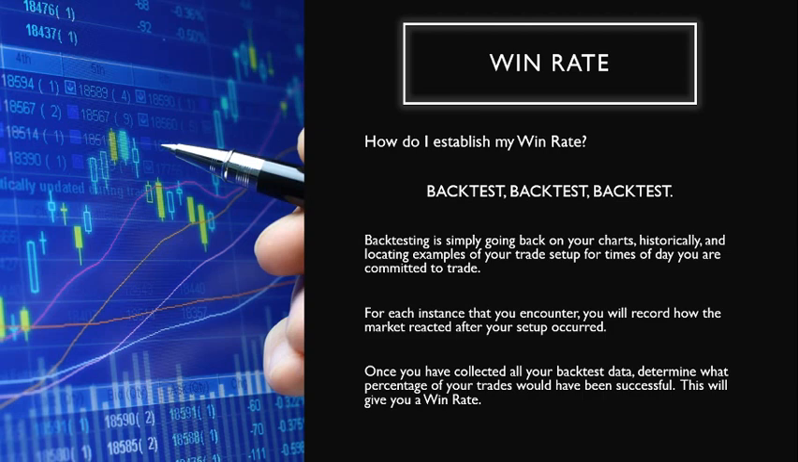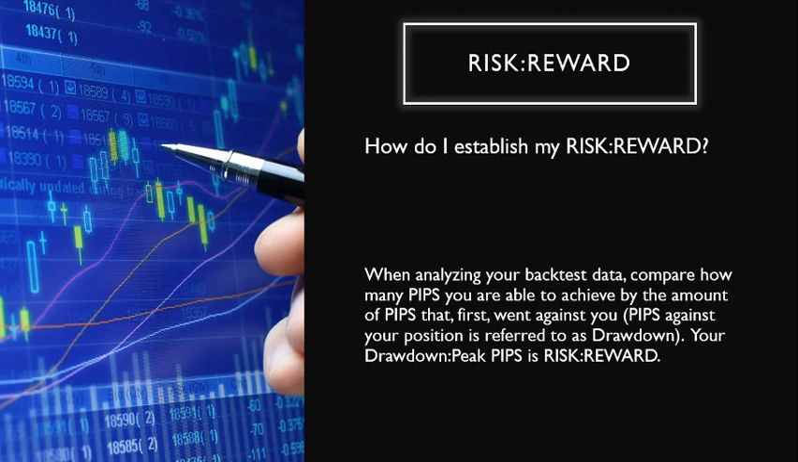Once you have collected all your backtest data, determine what percentage of your trades would have been successful. This will give you your win rate, right? So all we want to do first is establish how we can get to a number that gives us a win rate. Now, win rate doesn't necessarily mean that if it's 90%, this is going to win for me. No, you have to figure out if it fits within the risk to reward, right? So how do I establish my risk to reward?